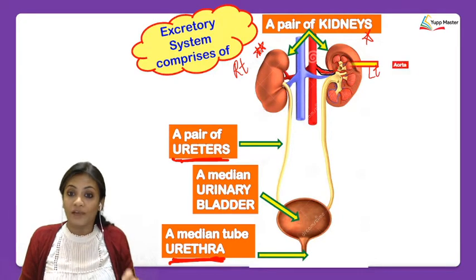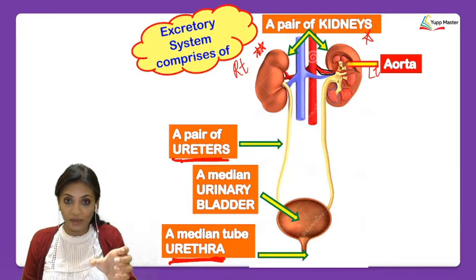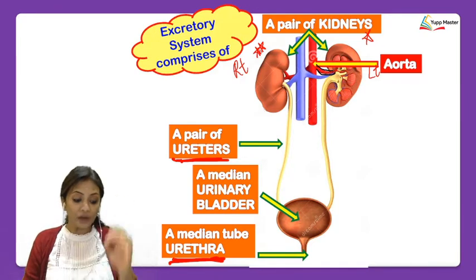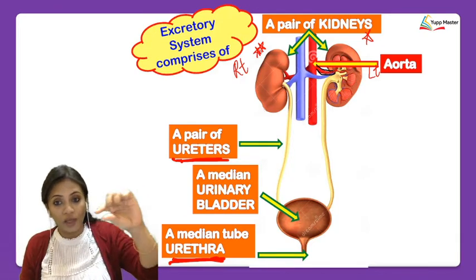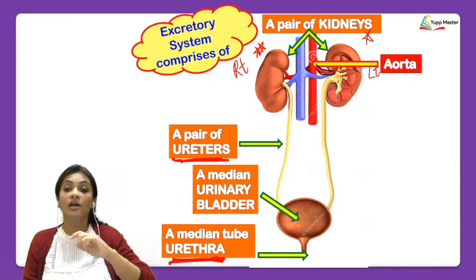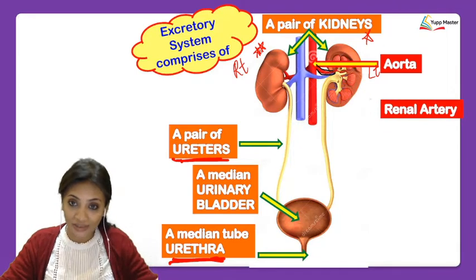Yes. So first of all, the thickest one, the largest one, that is the aorta. From the aorta, we have the division here, and the division here is called the renal artery. Do you get this? All right.